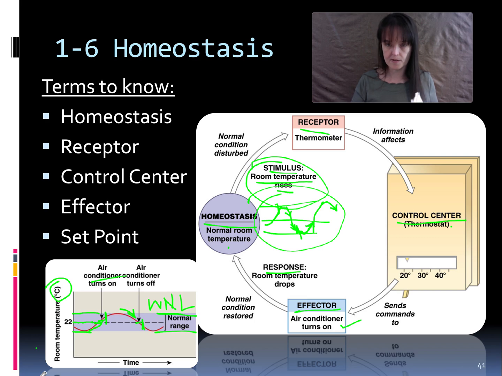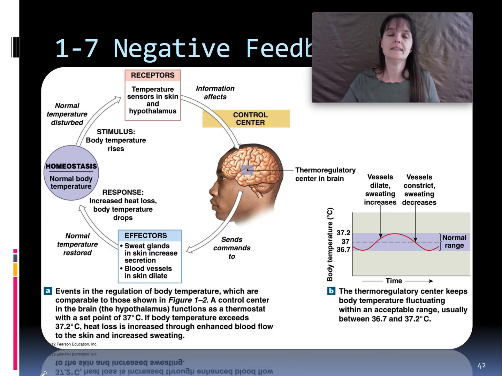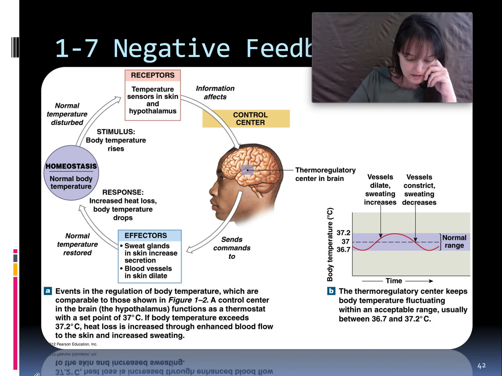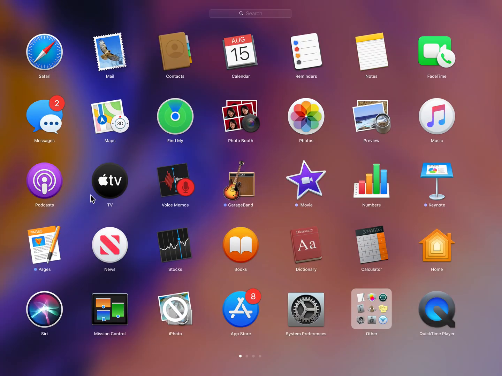Okay, I turn the slide. Okay, there we go. Okay, so it works similarly in the brain for your temperature regulation. So, hello.